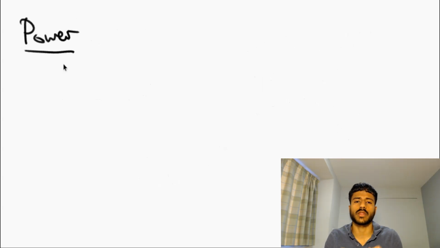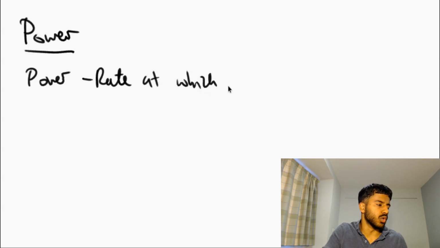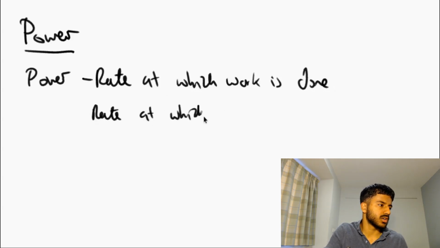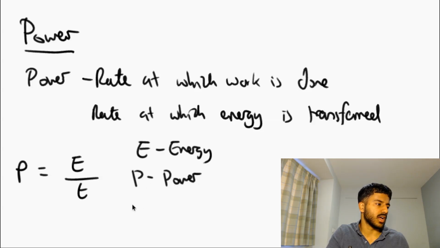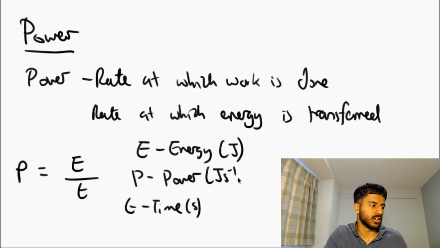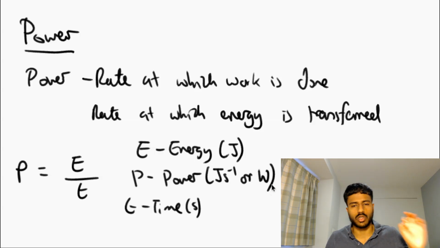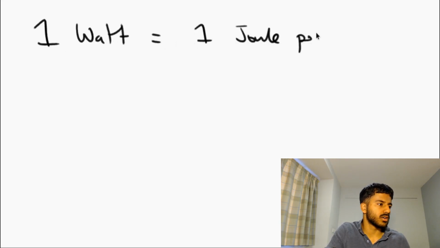Now the final thing I want to go through is something called power, and power is the rate at which work is done, or the rate at which energy is transferred. Power is equal to the energy transferred or the work done per unit time, where here E is your energy, P is your power, and t is the time taken. Your unit for energy is joules, your unit for time is seconds, so your unit for power is then joules per second, or it's given by this capital W, which stands for watts. And here 1 watt of energy is equal to 1 joule per second.